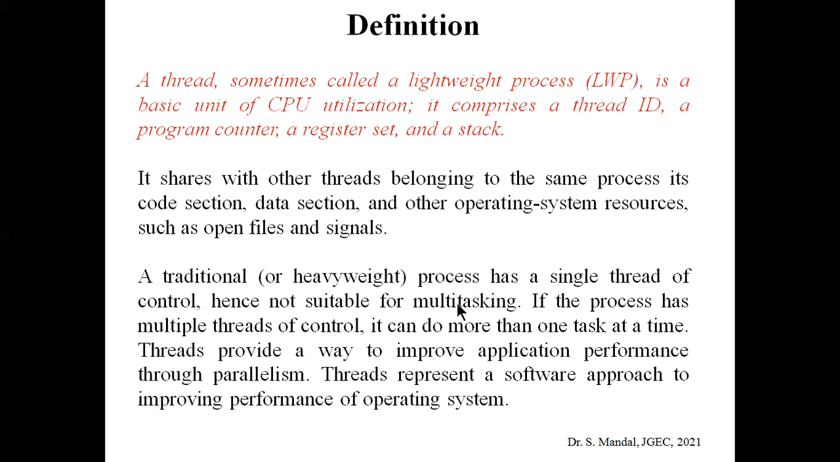By defining different kinds of threads, we can utilize the CPU maximally. Because different parts of the process can perform different types of functions at the same time. That's why I call it the basic unit of CPU utilization. And each thread should have a thread ID, a program counter, a register set, and a stack. All this information is necessary for a thread to work.